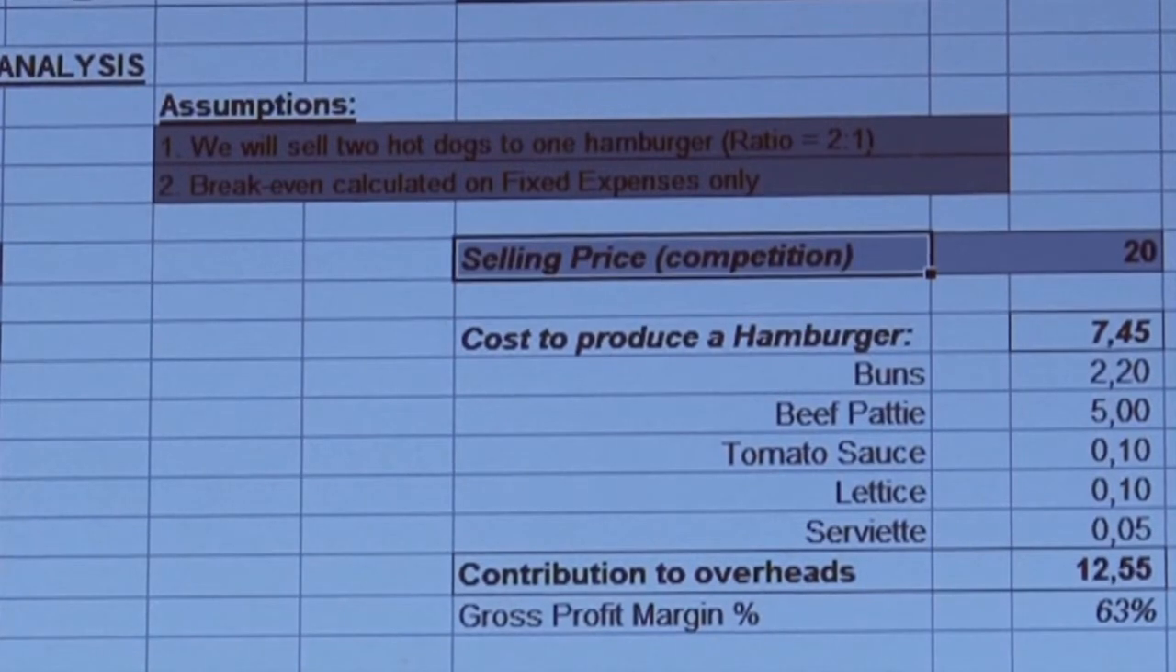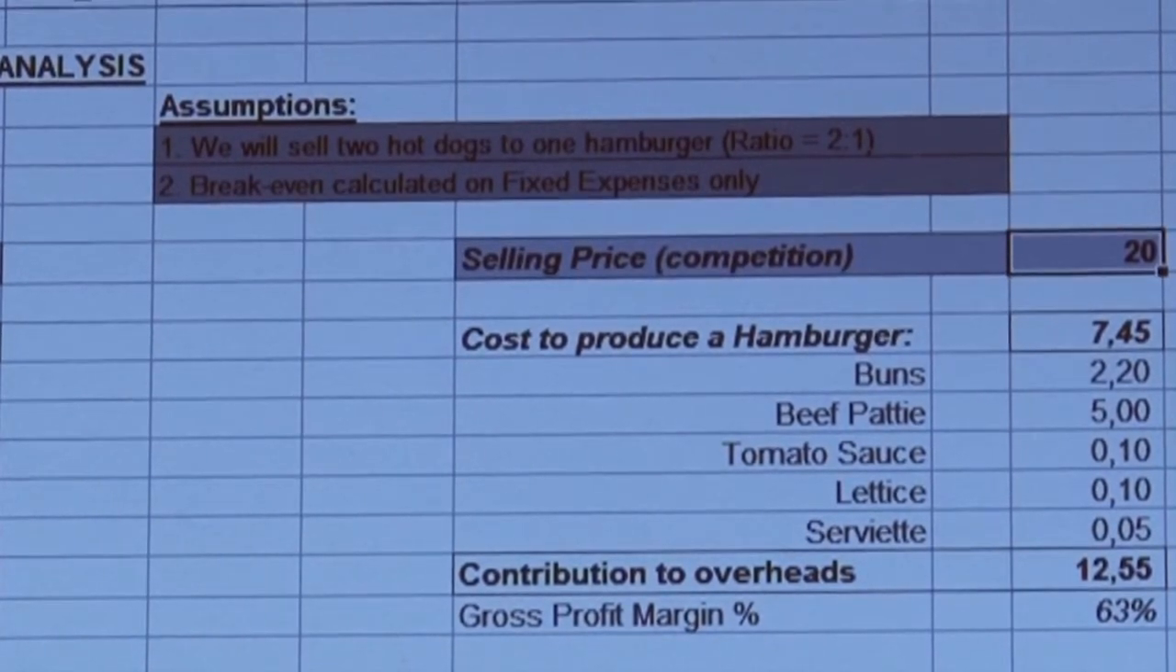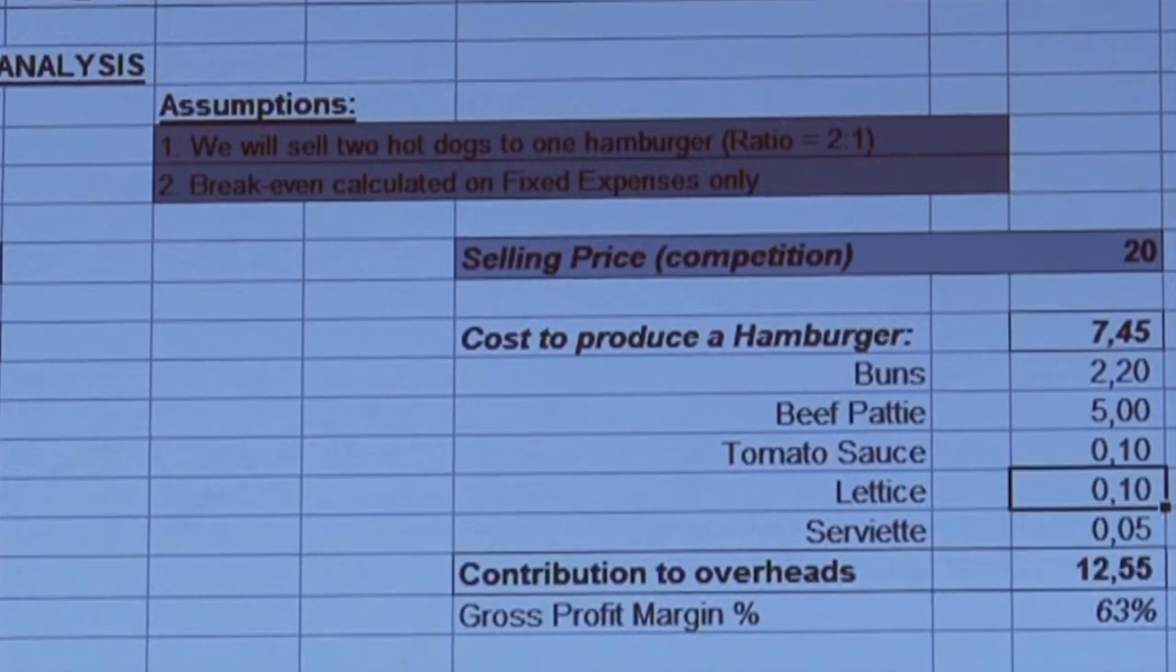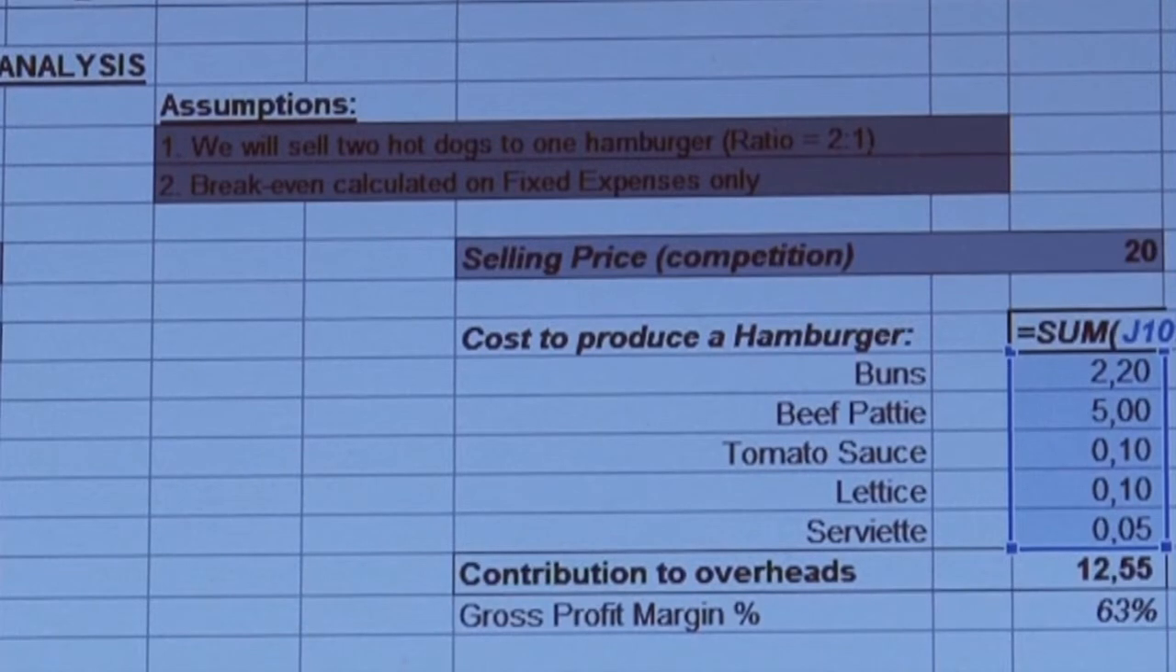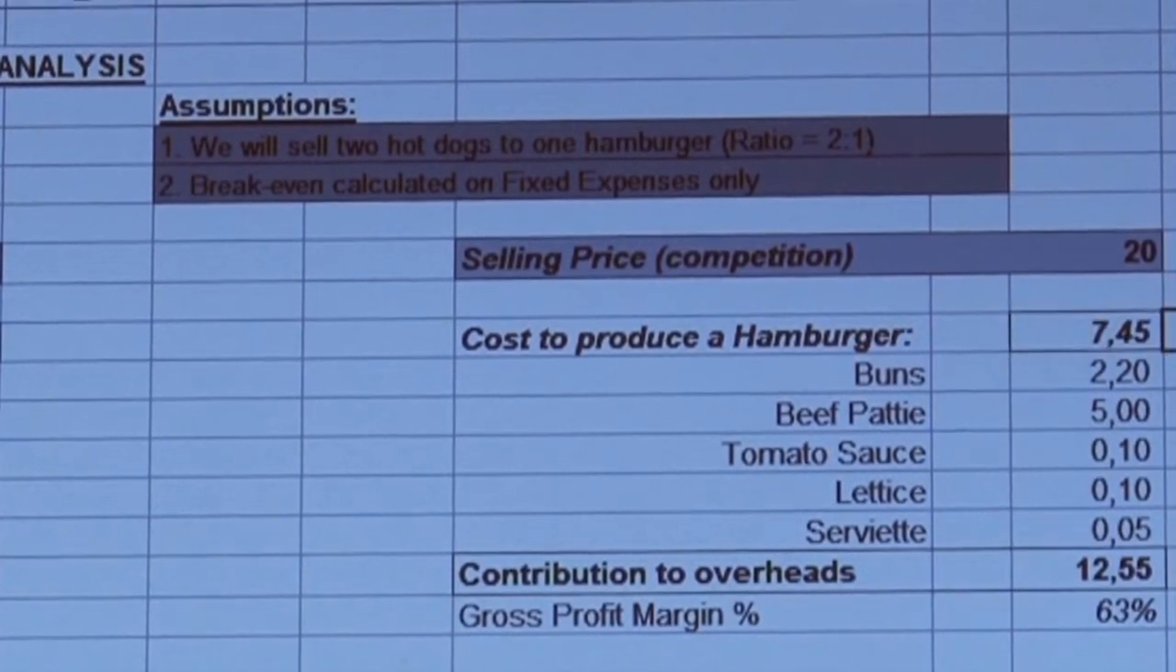Let's go across then towards the hamburger. There we have the hamburger where the selling price by the competition is 20 Rand, so we feel we could charge the same price. And then the cost to produce the hamburger was 7 Rand 45. In other words, the buns cost us 2 Rand 20 each, a beef patty costs us 5 Rand, tomato sauce is 10 cents, lettuce is 10 cents, and a serviette is 5 cents. So the sum of that added together is 7 Rand 45. That's the cost of us to produce a hamburger.